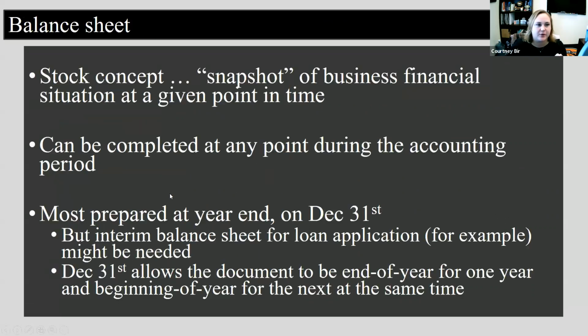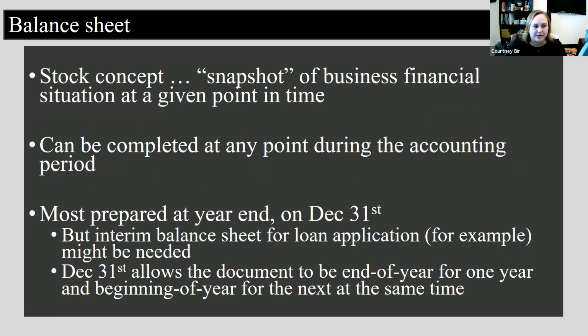So the stock concept for the balance sheet is that it is a snapshot of business financial situations at a given point in time. This means that we're going to have to redo balance sheets. It's not something that you do once and then you never do again. It is a snapshot. It can be completed at any point during the accounting period. However, traditionally, it is done at year's end. So it'll be December 31st.